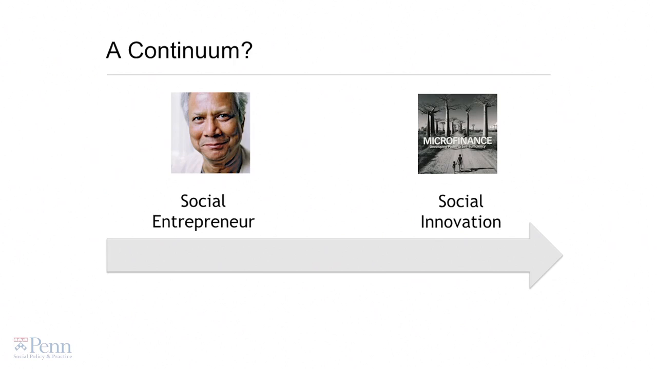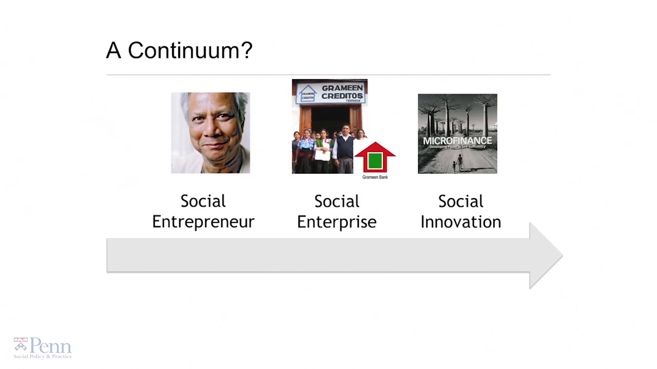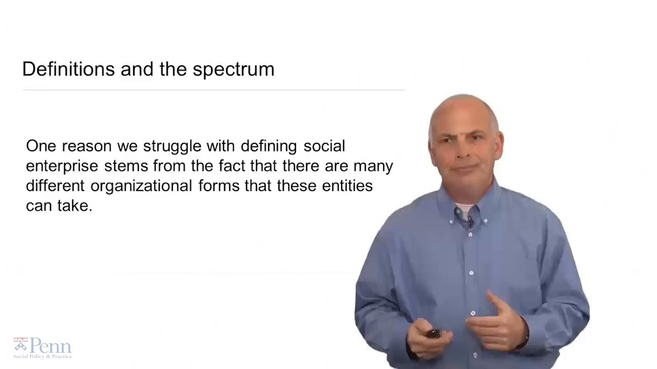But in between, he needed an institution. He needed a form. He created a social enterprise called Grameen Bank that would lend money to the poor and, using repayment of the loans, be able to continuously make more and more loans over time. So you need a social entrepreneur and you need a social innovation, but you also need in the middle a form, a vehicle, a social enterprise.